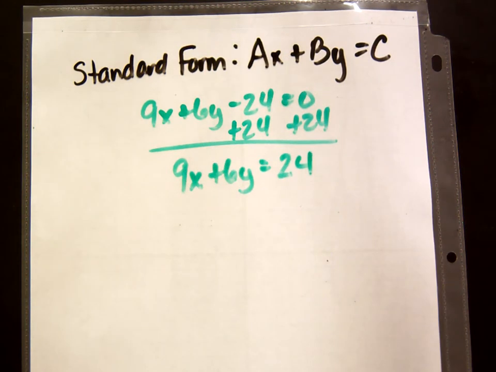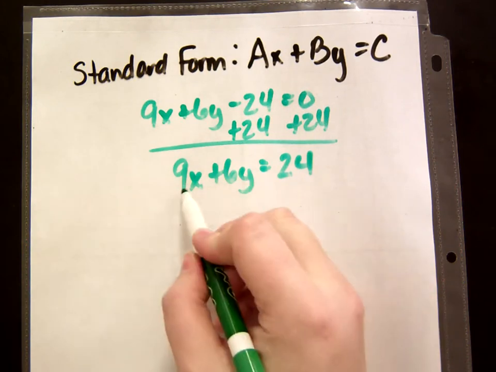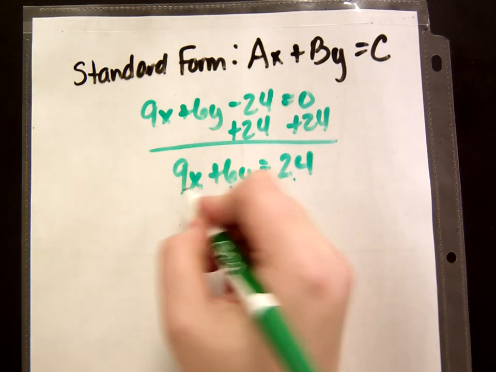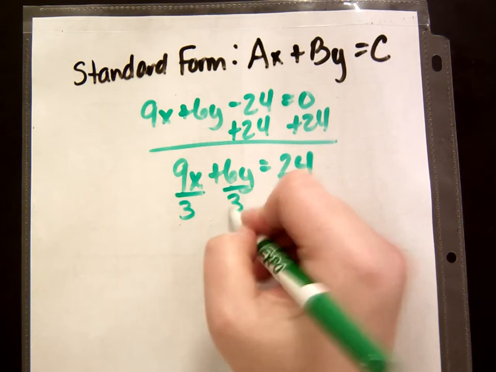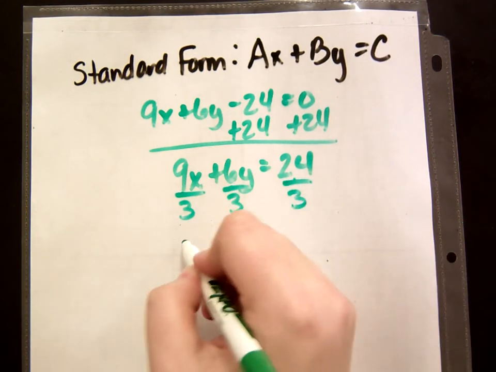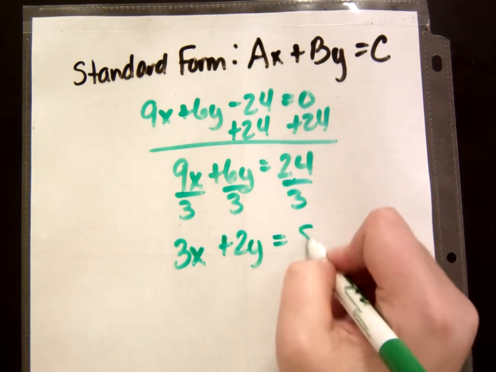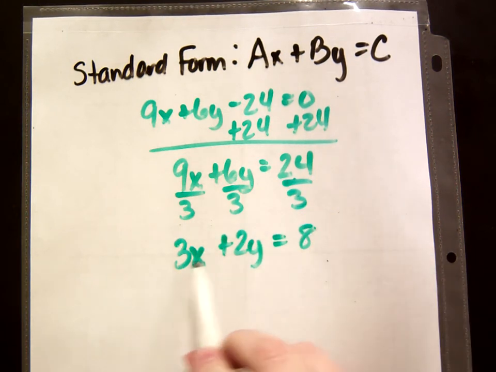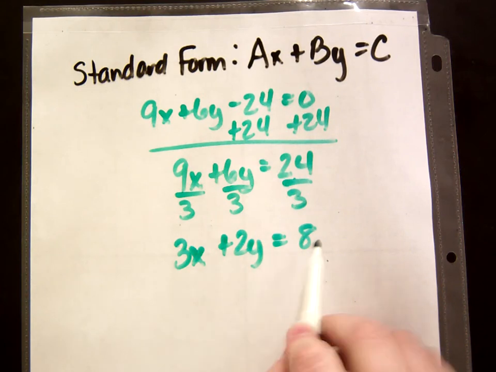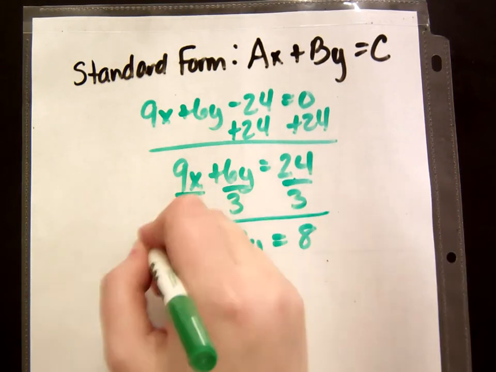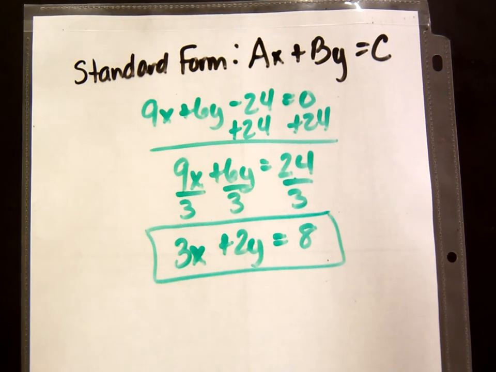But I'm not quite done, because all of these numbers are divisible by 3, so I have to divide everything by 3, which gives me 3x plus 2y equals 8. So they're all integers, x is positive, reduced. This is standard form for the problem.